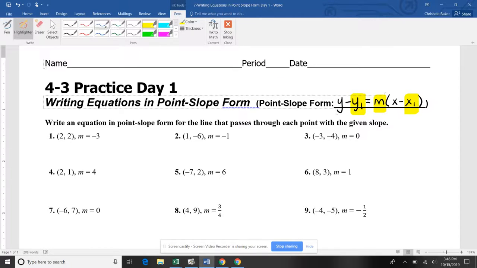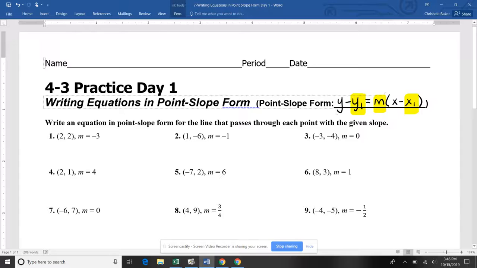Notice that the negatives are already part of this formula. So you'll notice when I substitute my values in, I'm going to have to pay special attention to those negatives. Okay, so let's start with number 1. So I have y minus, this is x1, this is y1. So y minus y1 is equal to m times the quantity x minus x1. And there's my equation in point-slope form.